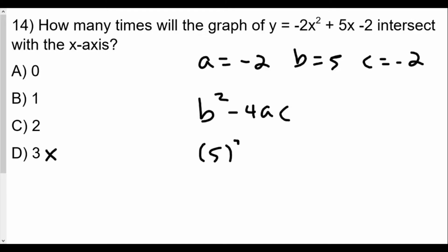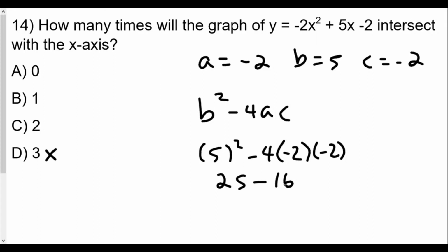So I have 5 squared minus 4 times -2 times -2. So I have 25 minus 4 times -2 is -8 times -2 is +16. So 25 minus 16 is equal to 9. This number is greater than 0. So since 9 is greater than 0, we'll have the parabola intersect the x-axis at 2 times. Or you can just graph this on the graphing calculator and find out your answer as well. Just as good.